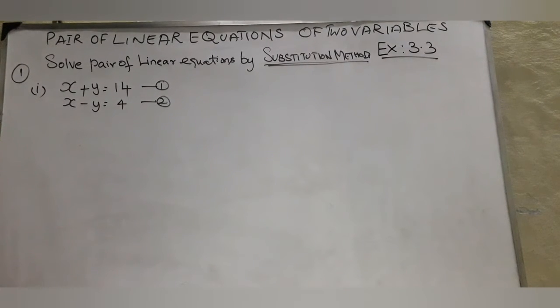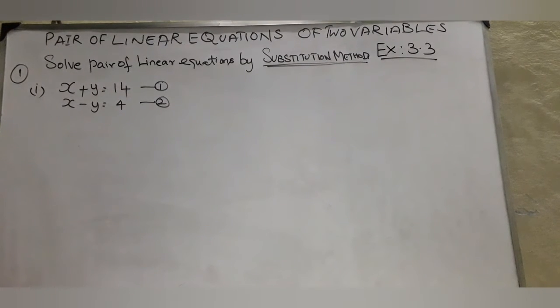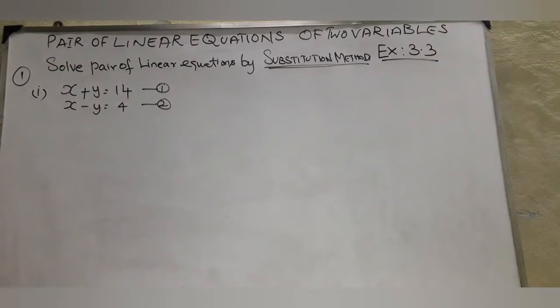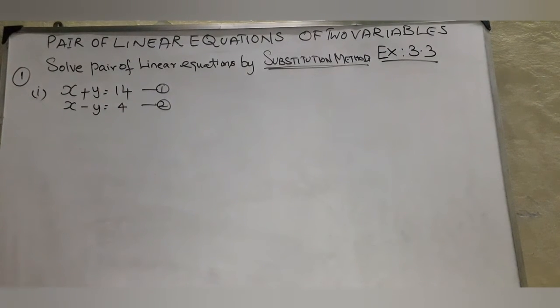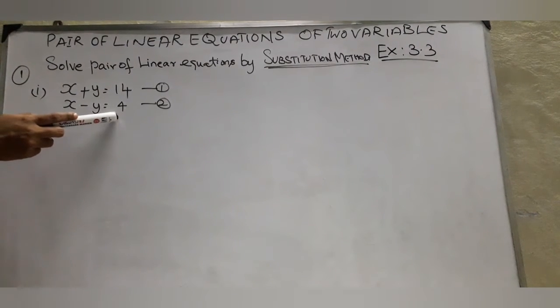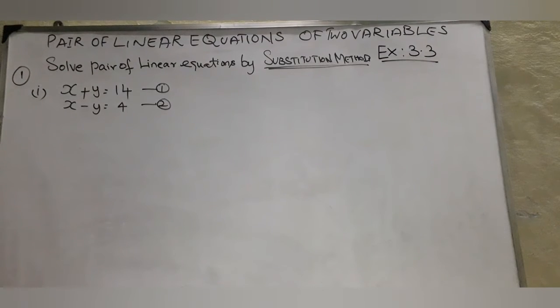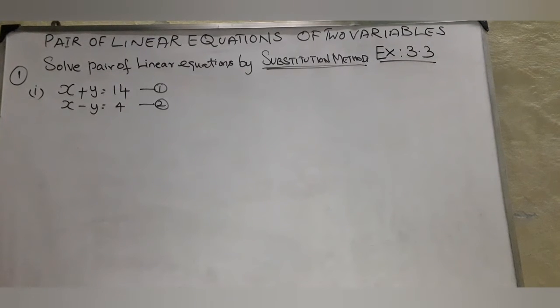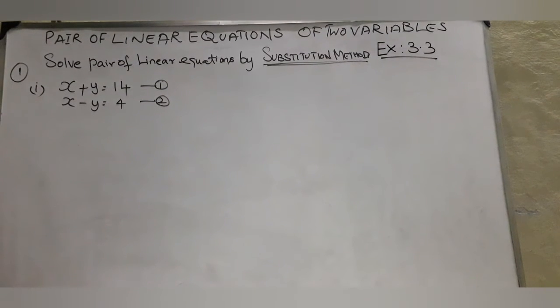Now we'll solve the pair of linear equations by substitution method. There are three methods to be solved: substitution method, elimination method and cross multiplication method. In exercise 3.3, it's given the linear equations to be solved by substitution method. First equation, from the first sum, is x plus y is equal to 14 and x minus y is equal to 4. Substitution method means substituting one variable in terms of the other. That means making the given equation with one variable to solve and get the value of x and y.